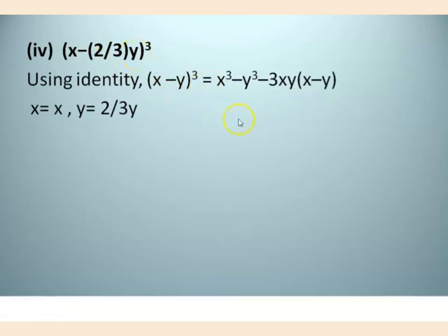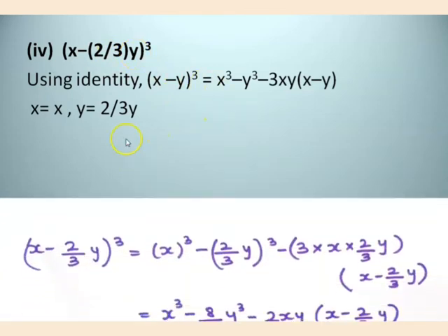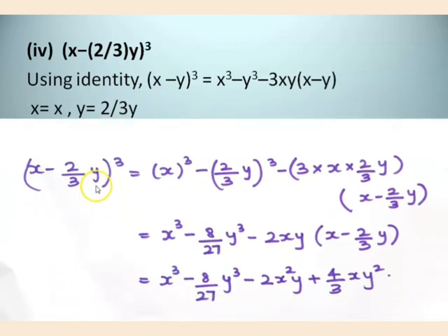So let's substitute it. So x minus 2 by 3y the whole cube equals x cube minus 2 by 3y the whole cube minus 3 into x into 2 by 3y into x minus 2 by 3y. So in the places of x and y you are substituting the values.